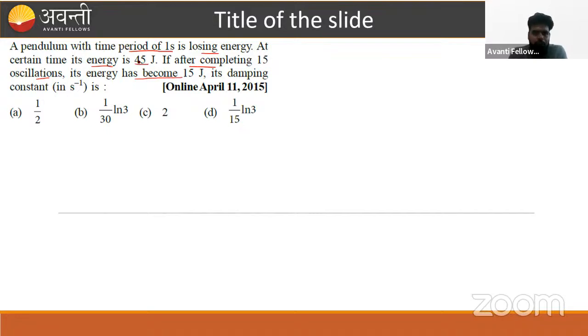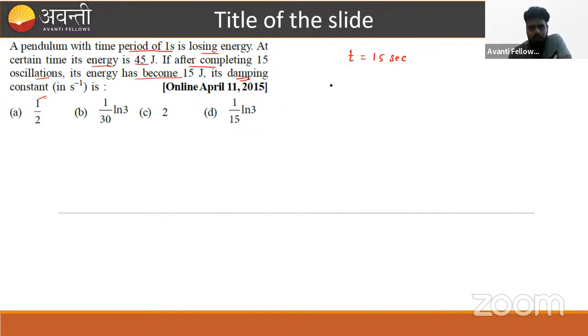So what is the meaning of this? If the time period is 1 second, it means it takes 1 second to complete one oscillation. If our particle completes 15 oscillations, then what is the time taken by the particle? We can simply say 15 seconds. In this problem, we have to find the damping constant in second inverse. Kilogram is not given, which means it is asked per unit mass.